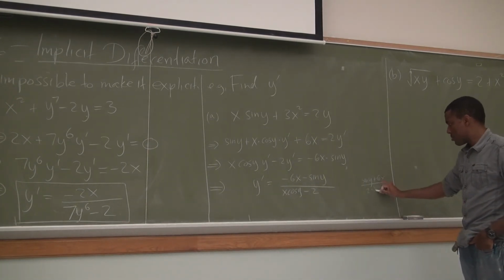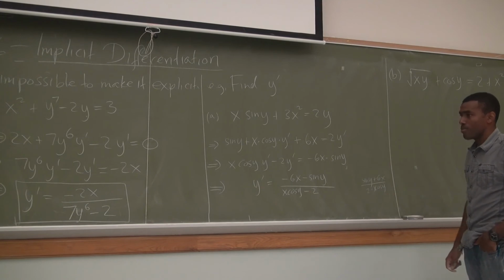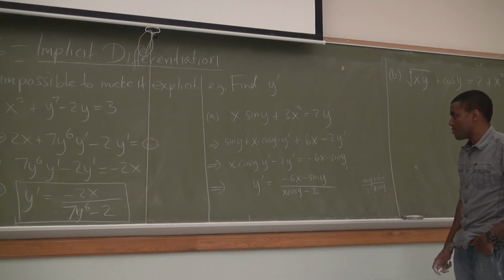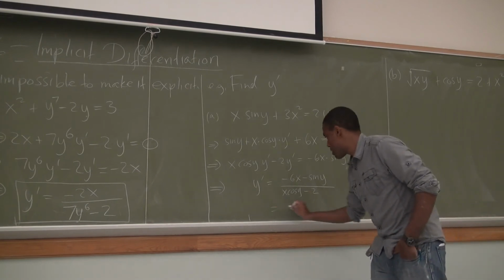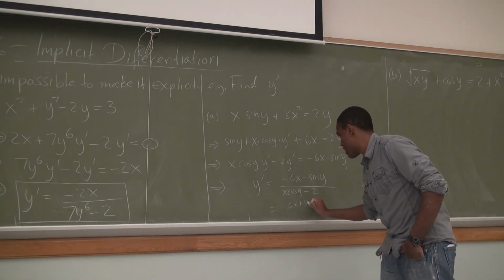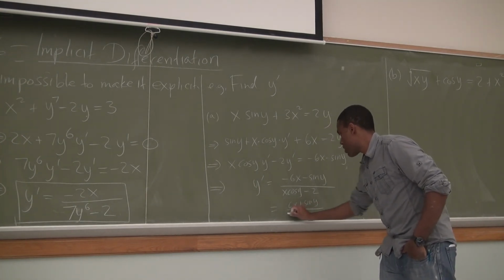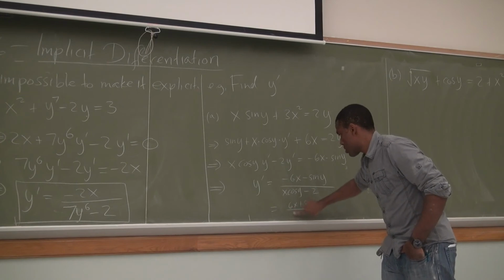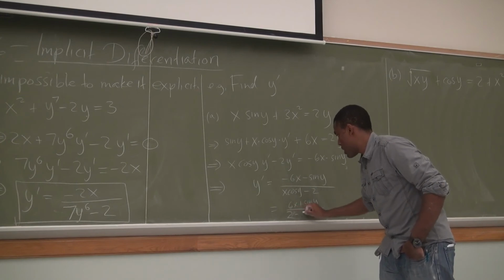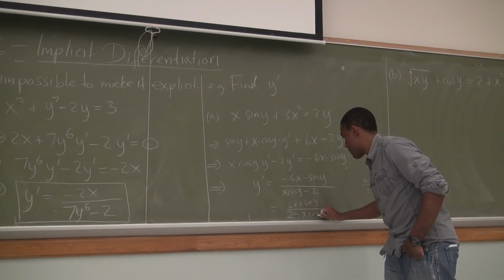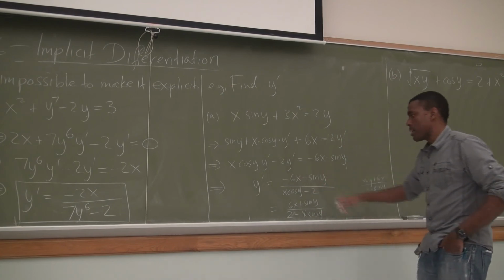So almost missed the x here. This is the same as 6x plus sine y over x, over 2 minus x cosine y, if you don't like the negatives in the top.